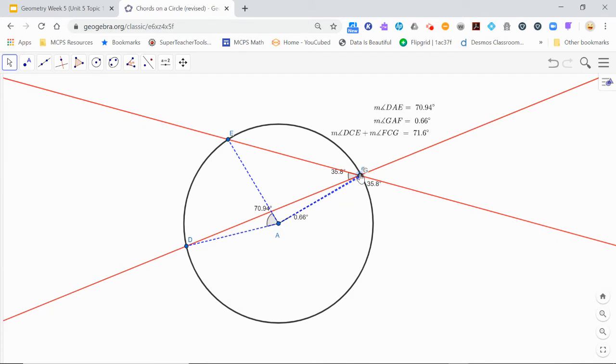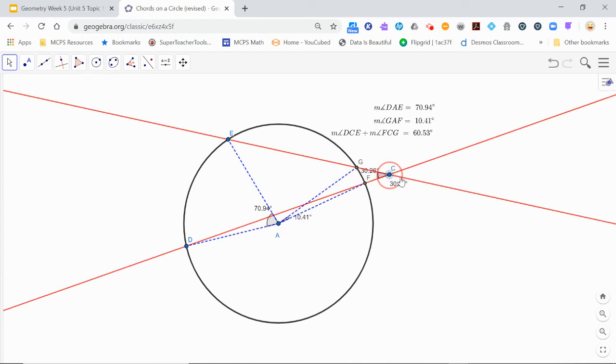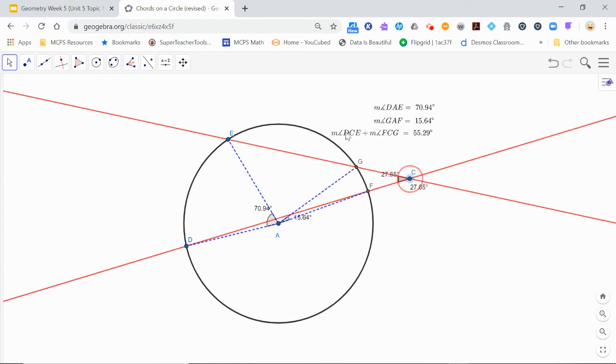And as we move the intersection outside the circle, we notice that the sum of the vertical angles, DCE and FCG, is no longer the same as the sum of the central angle measures. What do you notice about the relationship now? Pause the video here and record your observations on the capture sheet.